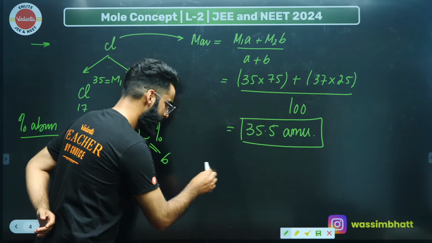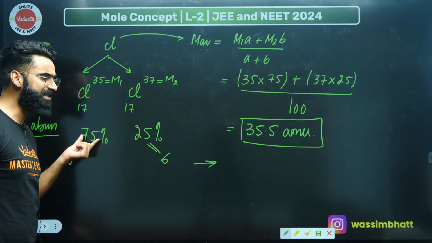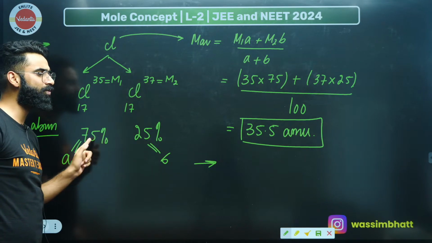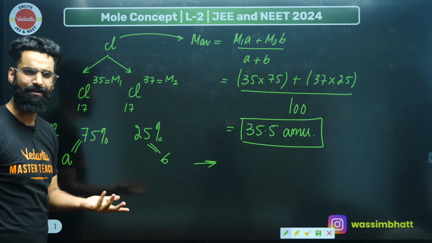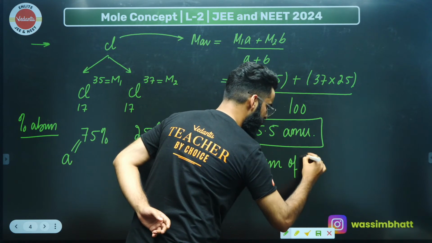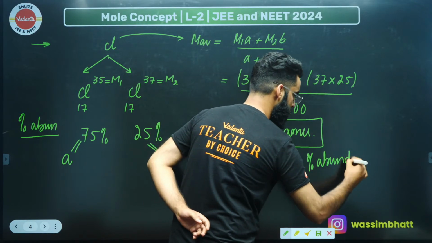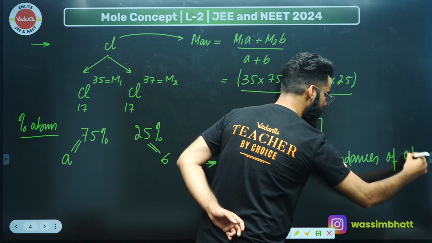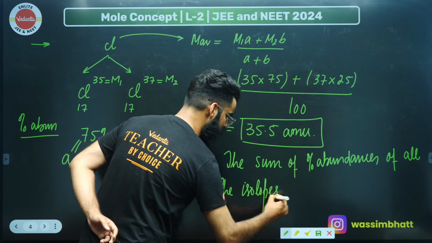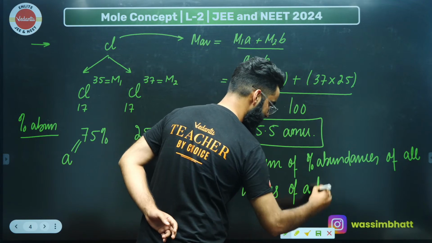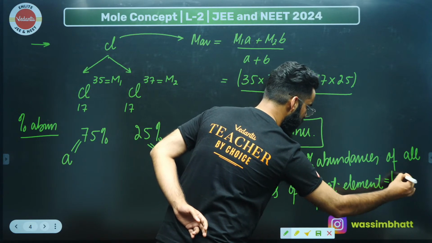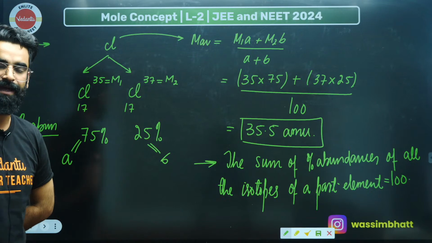Do remember one more thing from here. Have a look. The percentage abundance of Cl35 was 75 and the percentage abundance of Cl37 was 25. If you add these two terms, 75 plus 25, how much does it come to? 100. So you can generalize the statement: the sum of percentage abundances of all the isotopes of a particular element is always going to be equal to 100. As simple as that.